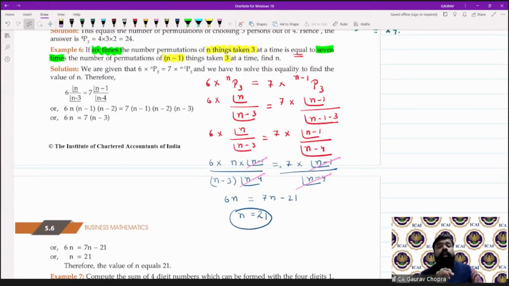So whenever, while solving permutation, n is there, factorial n is there, then see which is the bigger number, and open that factorial so that we can easily cancel out the things and get the value of n. And the second method is you can always use the options in such cases.